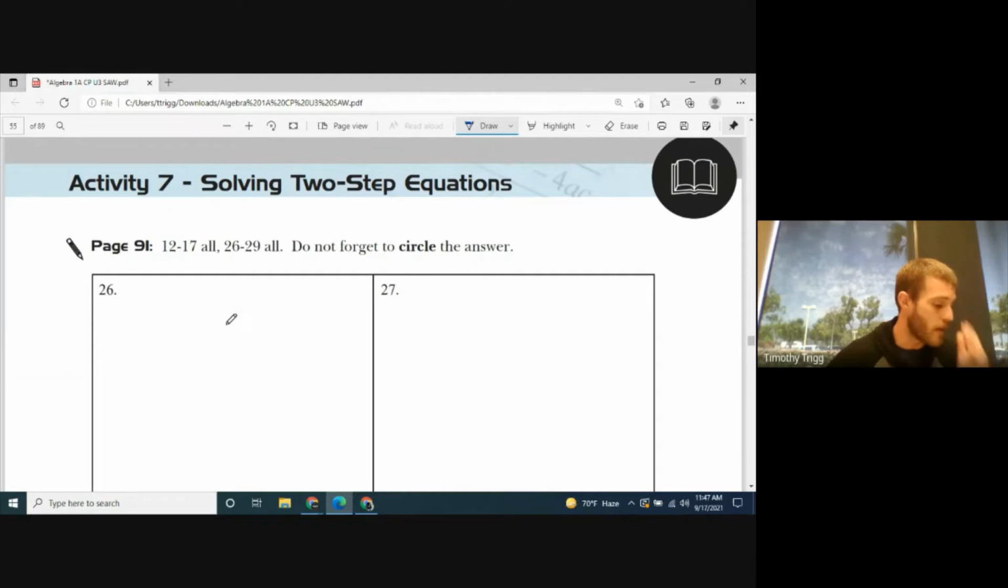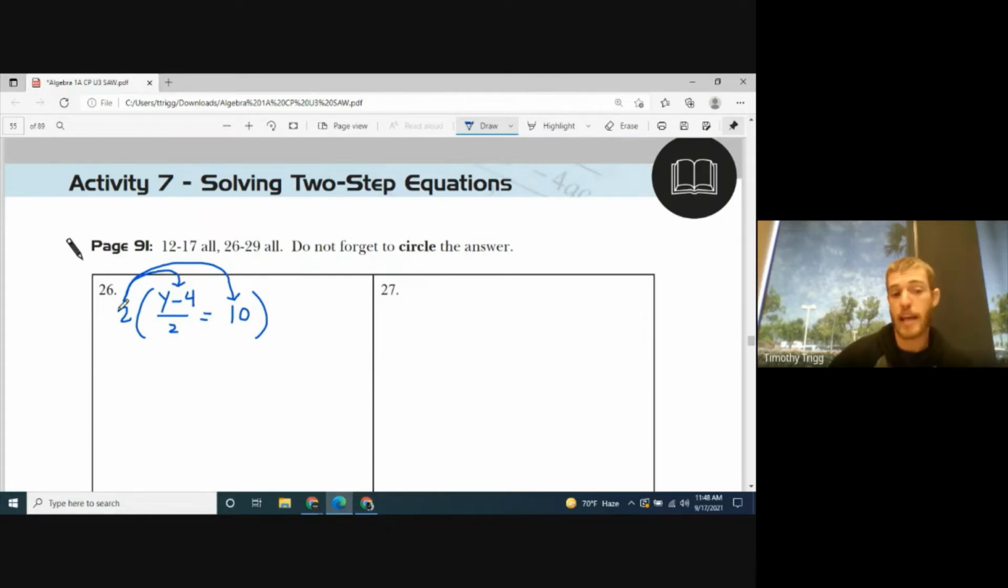All right, now we're moving on to number 26. These look a little bit different, but they're actually not too bad at all. So these look like y minus 4 over 2 equals, and then on the right side we have 10. So again, we multiply by whatever the denominator is. In this case, 2. So this 2 gets distributed to y minus 4 over 2, and also gets distributed to the 10 on the other side. So when you multiply the 2 times this thing, all it does is cancel the denominator. So what you're left with is y minus 4.